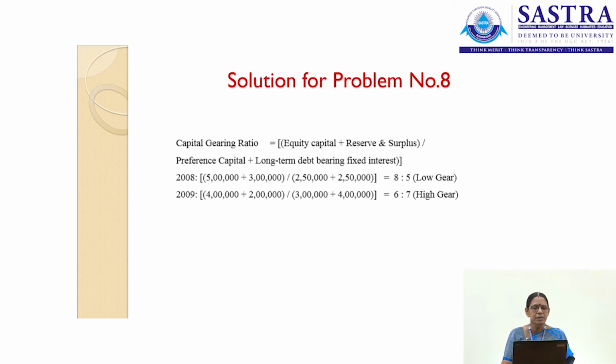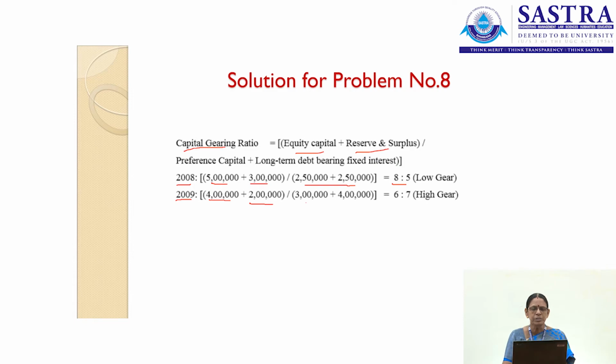Your capital gearing ratio is equal to equity capital plus your reserves and surplus, divided by preference share capital plus your long-term debt bearing fixed interest. That is your denominator. For 2008, 5 lakh rupees plus 3 lakhs, that is your equity capital plus reserves, divided by your preference share capital and long-term debt, namely 2,50,000 and 2,50,000, we get 8:5. This is said to be a low geared firm, because we have 8 parts as your equity share capital and 5 parts as your long-term borrowings. For 2009, 4 lakhs is your equity share capital and 2 lakhs is your reserves and surplus.